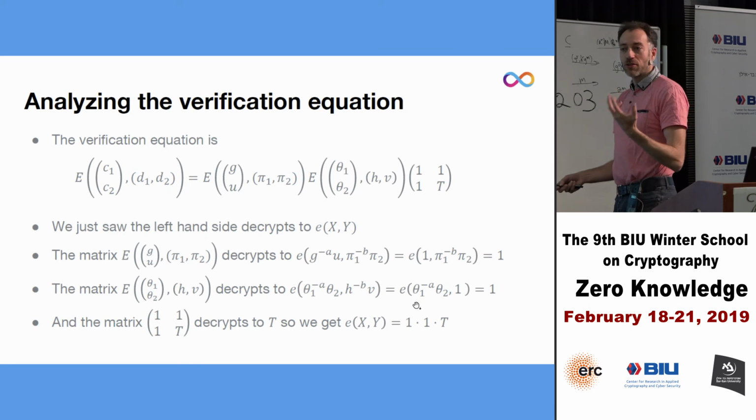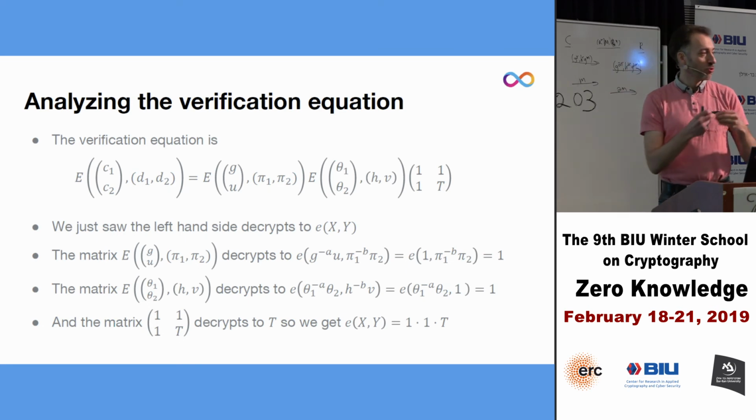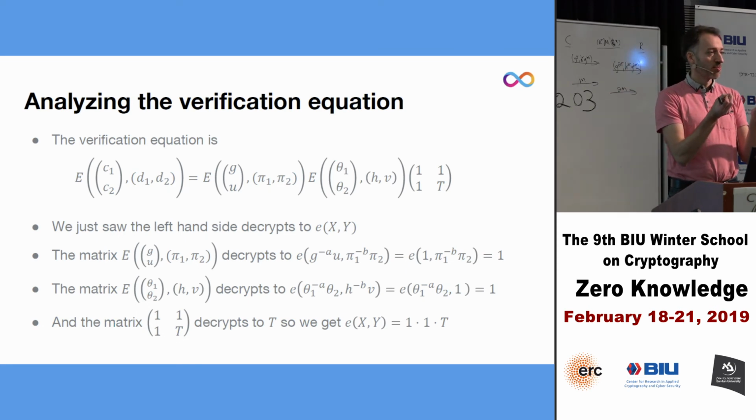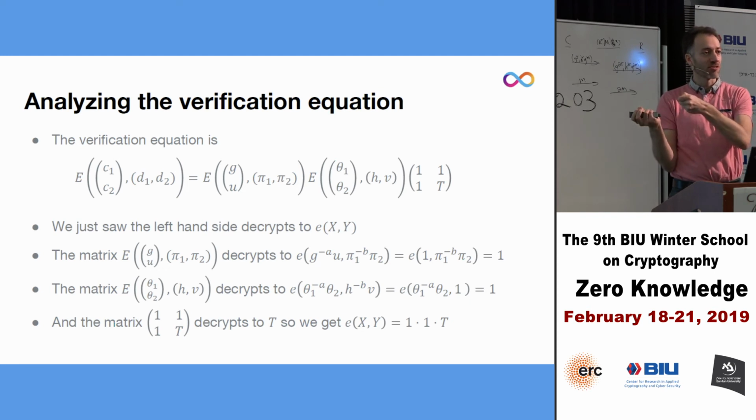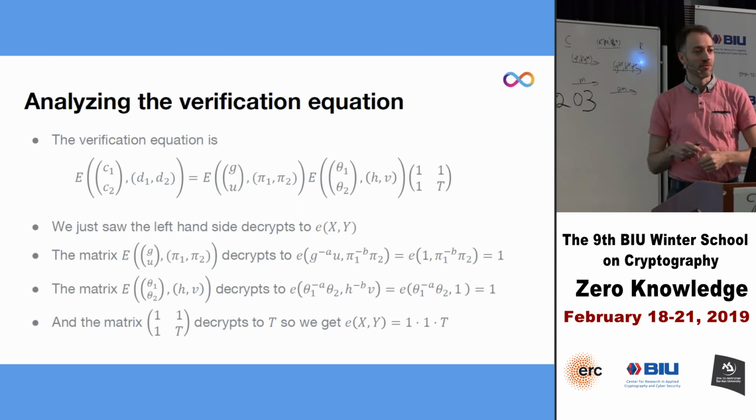And it's actually stronger, it's a proof of knowledge, right? Because if you knew these secret exponents a and b, the discrete logarithms of u and v, or the ElGamal decryption keys, then you can actually decrypt the ciphertext. You can get out x, you can get out y, and you're guaranteed that the pairing of x and y is equal to t.